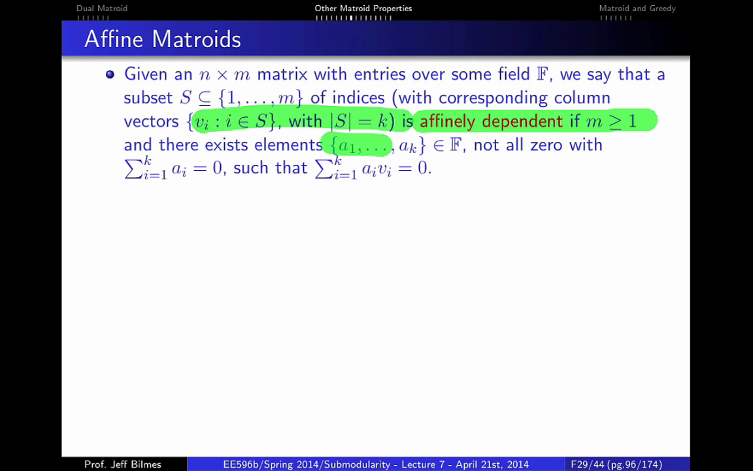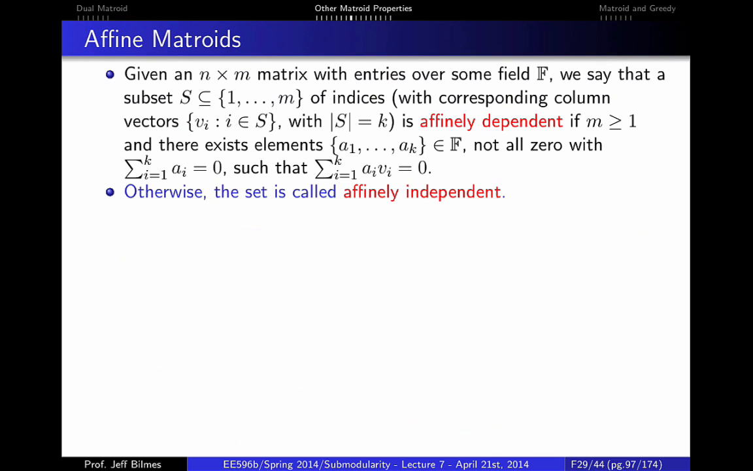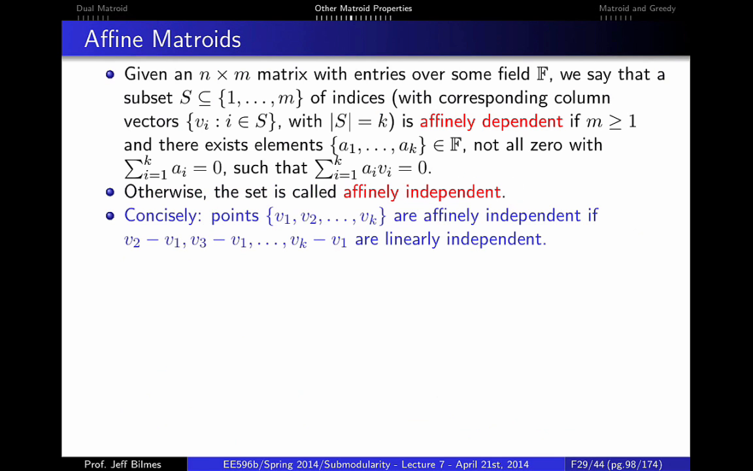and if we have a set of coefficients, also from the field, which are not all 0 and which sum to 0, and which, when we take linear combinations of the corresponding vectors, give us the 0 vector. So basically, one vector is a combination of the other vectors where the coefficients have to sum to 1. It's another way of looking at it. If the set is not affinely dependent, then it's called affinely independent. Another way of visualizing affinely independent sets: the vectors v1 through vk are affinely independent if, when you subtract 1 from all the rest, they're linearly independent.